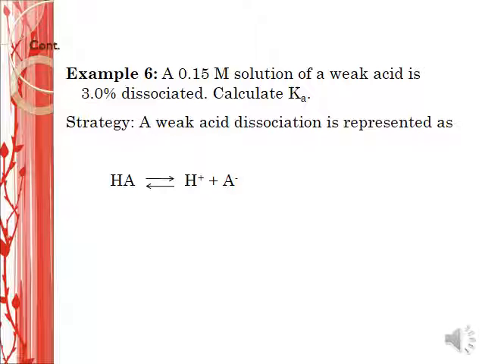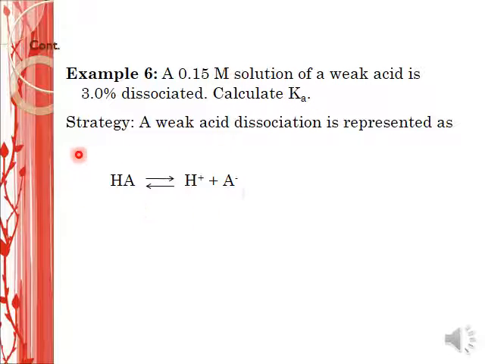Alright, the next example: a weak acid having 0.15 molar concentration is given to you. It is only 3% dissociated. Calculate Ka. Now, if you notice, the pattern of the question is more or less the same. It plays around with the percent of dissociation, pH, concentration, Ka. So knowing other values, you can solve the other one asked from you. In this case, you are told to calculate Ka.